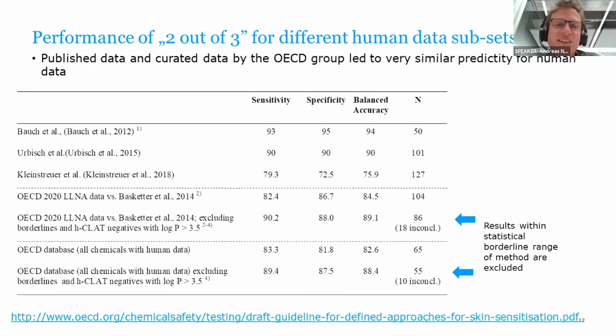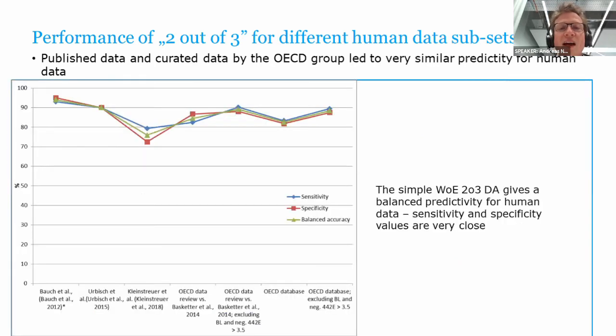And the problem there was that the data set became quite small, 65 chemicals and relatively few negatives, because very stringent data curation criteria were applied. But what you see interestingly in the last 2 lines, with this reduced data set, we have a very, very similar predictivity as with the larger and less curated data set. So this has now just been published, this draft guideline, including these predictivity figures. And this just shows you the different evaluations done over time.